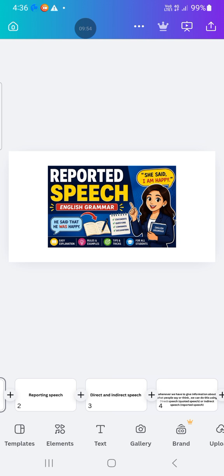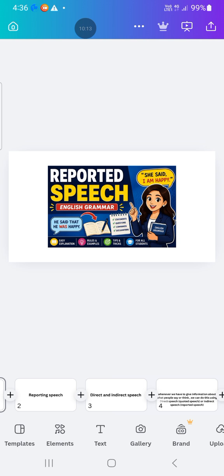For example, direct speech: Sheila said to Rohit, "Will you help me?" Indirect speech: Sheila asked Rohit if he would help her. Direct speech: He said to me, "What do you want?" Indirect speech: He asked me what I wanted.